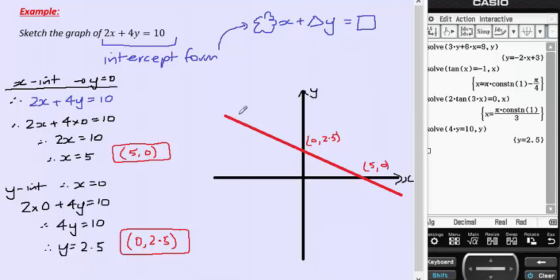And if I really want the examiner to get excited about my existence, then of course I'm going to write here, this is 2x plus 4y equals 10. So now they know that's the equation of the line. And that's the easiest way we can sketch this graph.